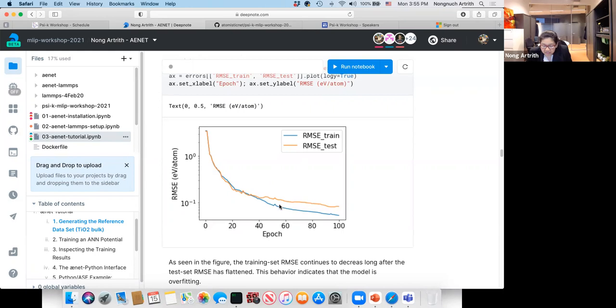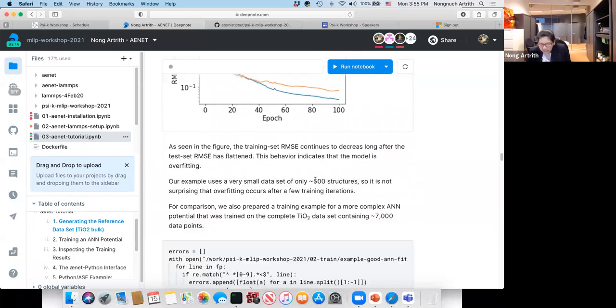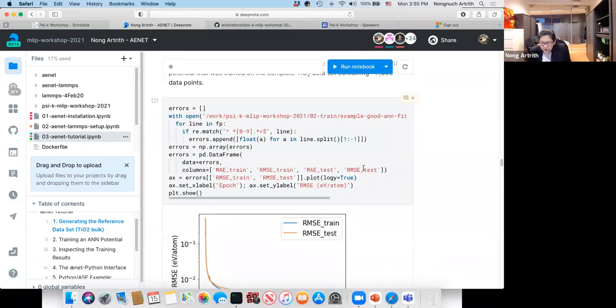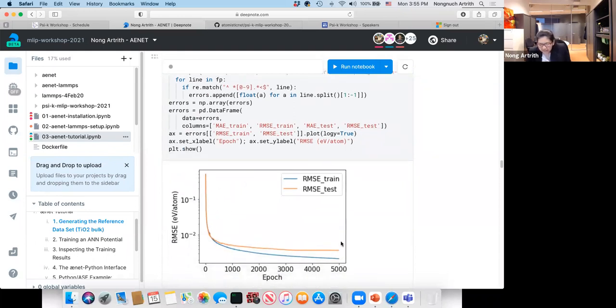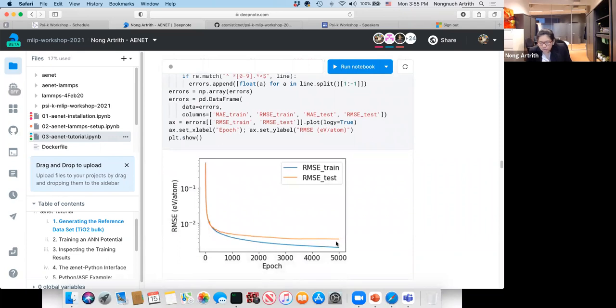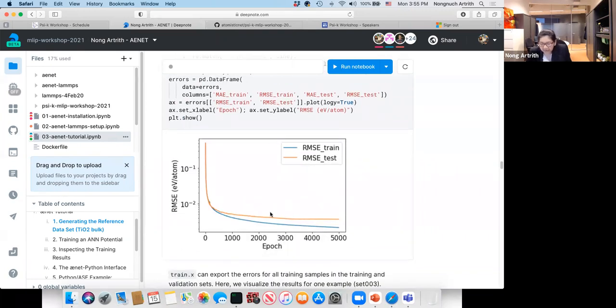But again, note that this is a very small network, only 5 nodes and 2 hidden layers. This is not yet good, but it demonstrates that everybody can run and test it for today's workshop. I also prepared a good one already fitted, with around 5,000 iterations. You can see here it's smooth and nice, with many different iterations from the same titanium dioxide set, and around 7,000 structures that were included from our init paper.